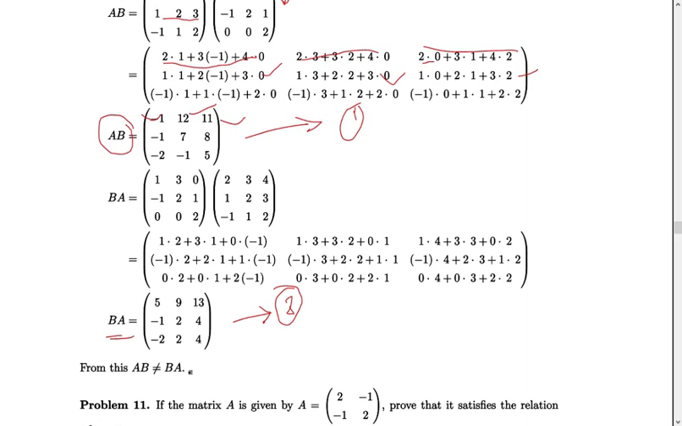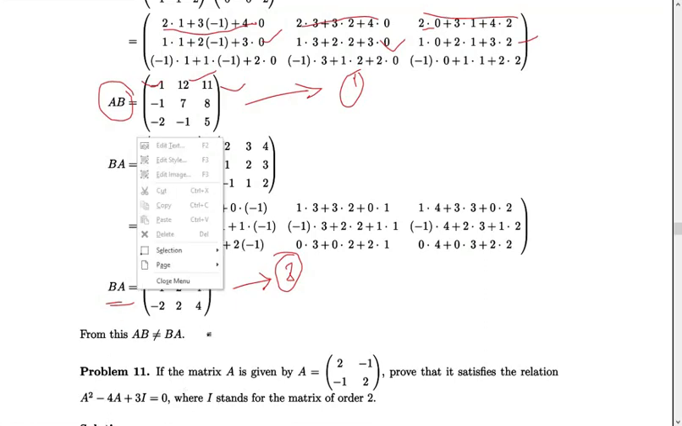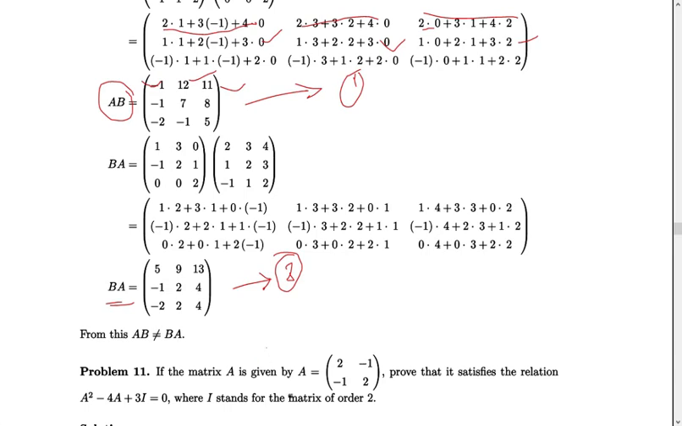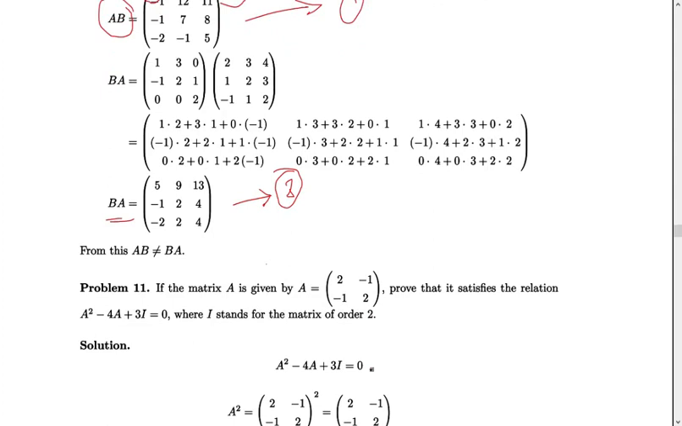Next problem: if the matrix A is given by 2 minus 1, minus 1 2, prove that it satisfies the relation A squared minus 4A plus 3I is equal to 0, where I stands for the unit matrix of order 2. Solution: we are going to check whether it is 0 or not. First we find A squared, then 4A plus 3I, separately.